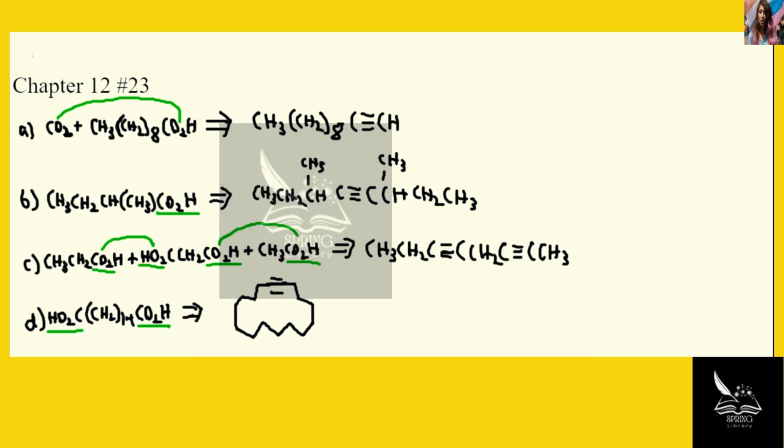And so if you feel a desire to double check these answers, it's easy enough. Just draw a line through the alkyne or alkynes in each, and then draw the pieces of the molecule to either side as carboxylic acids, or in the case of A, when it's just one carbon, as a carbon dioxide. That's a way to double check these answers. And so that's the answer to Chapter 12, problem number 23.